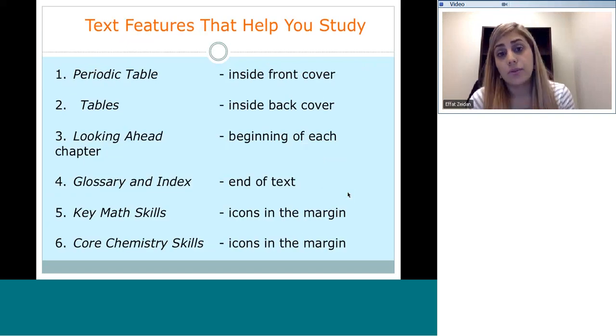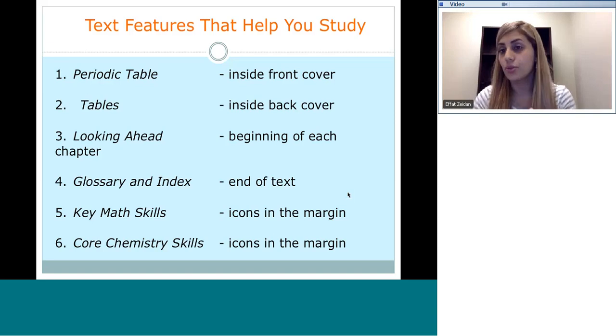Now, the text features that will help you study. There are many different features in the book throughout the chapter that are very helpful and that you should take advantage of when you are reading the chapter. The periodic table is one which we are going to use later on. Tables, looking ahead, chapter glossary and index, key math skills, end of text, beginning of each chapter, inside back cover, inside front cover.